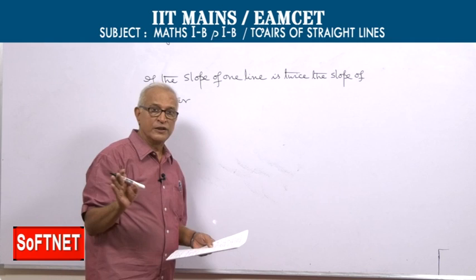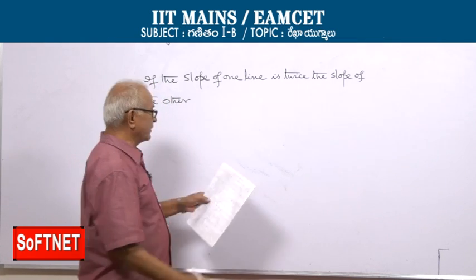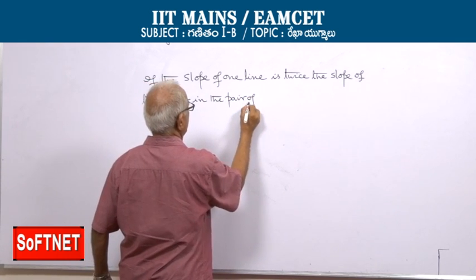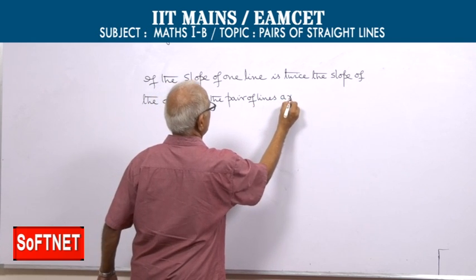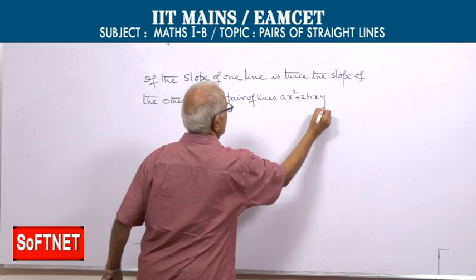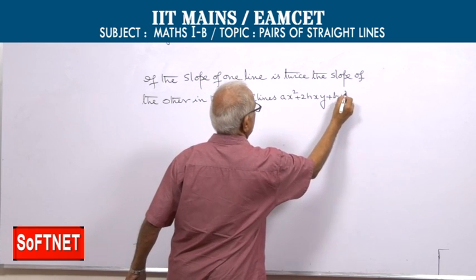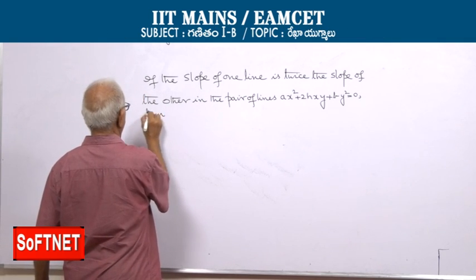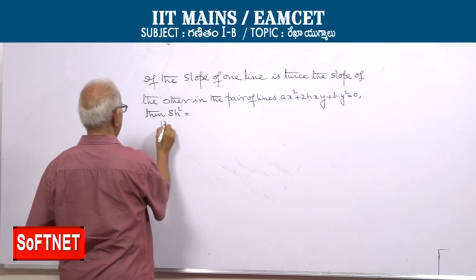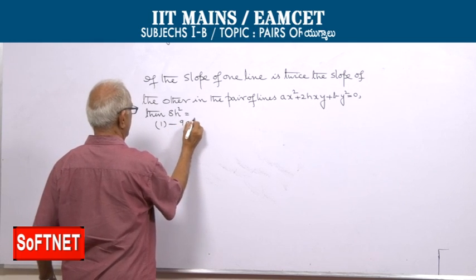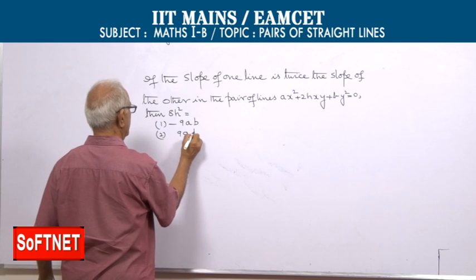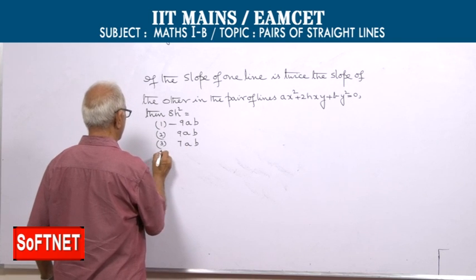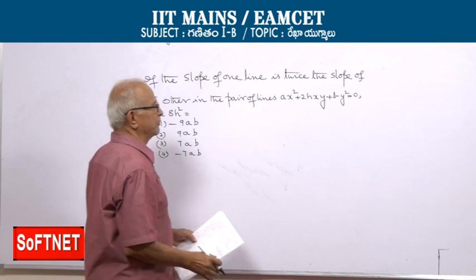Slope of one line is twice the slope of the other. In the pair of straight lines ax square plus 2hxy plus by square equal to 0, then 8h square equal to, options are minus 9ab, 9ab, 7ab, minus 7ab. 2001 question paper of EMACET.